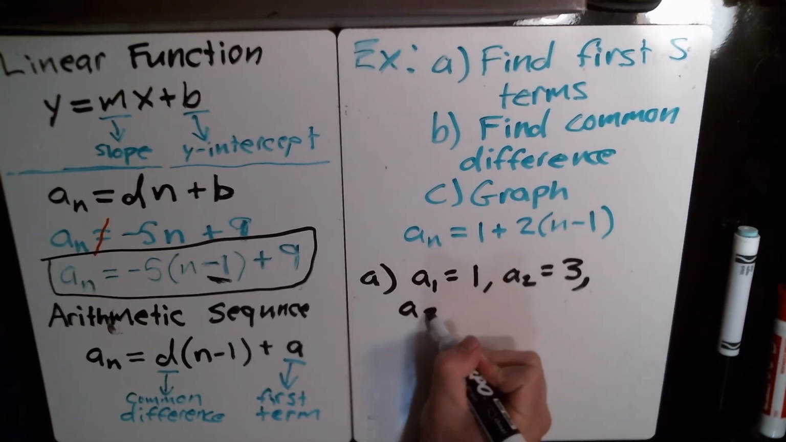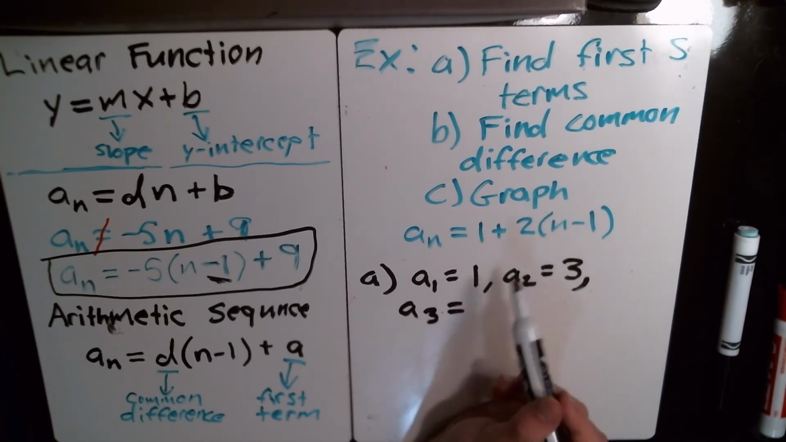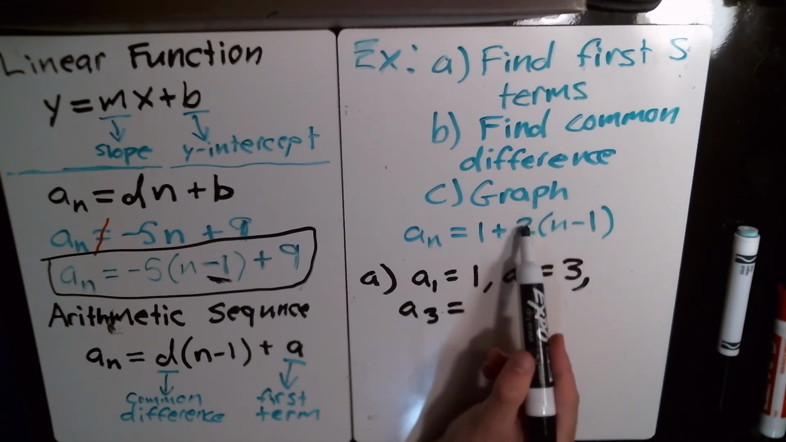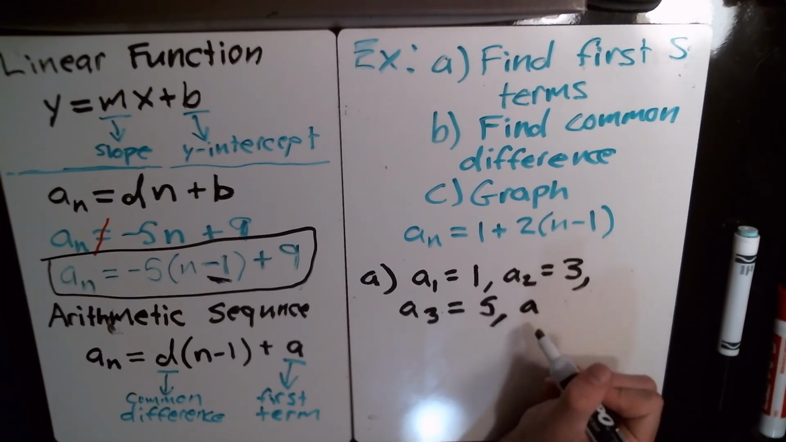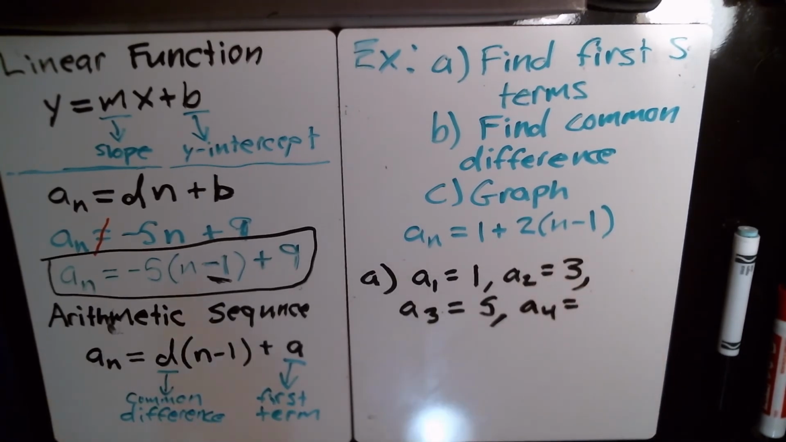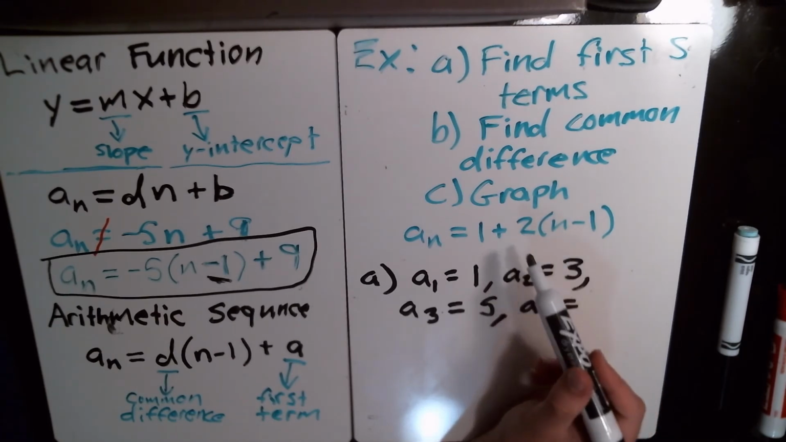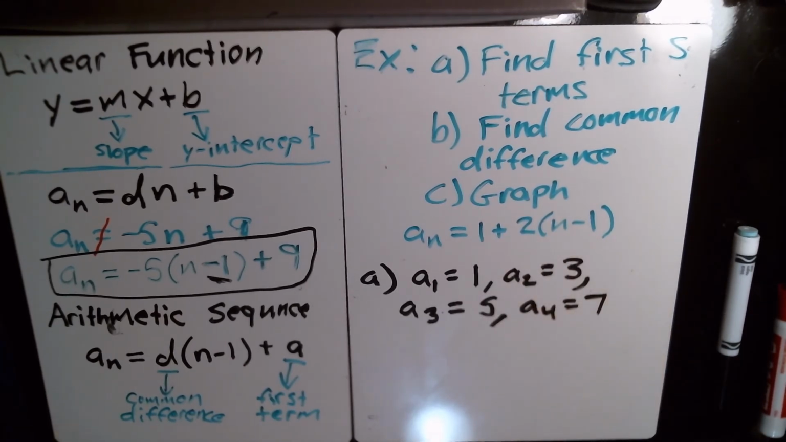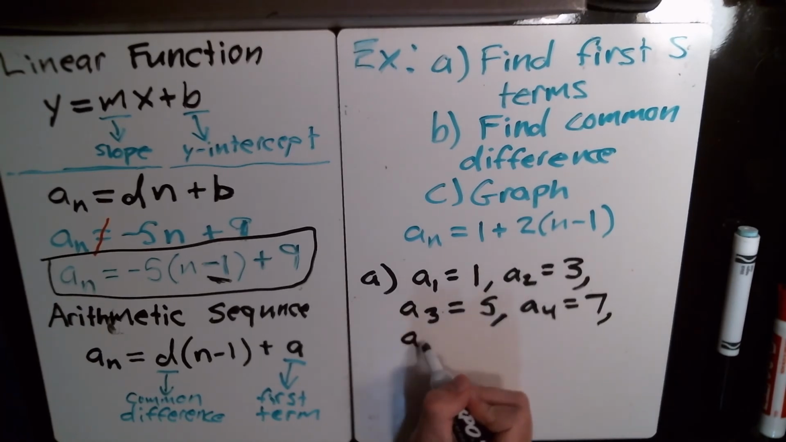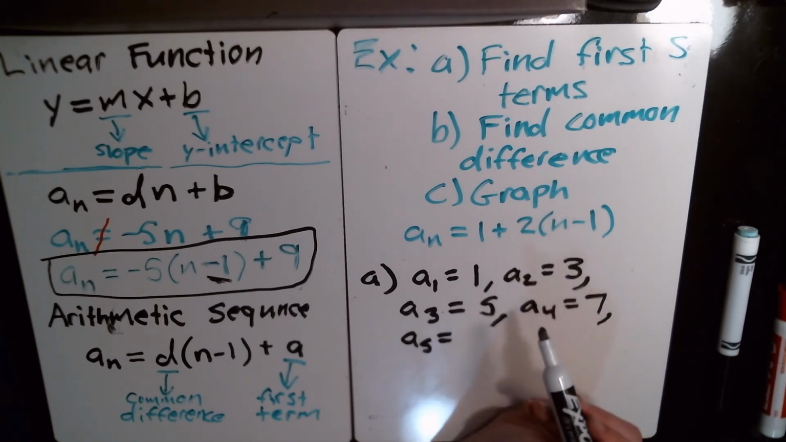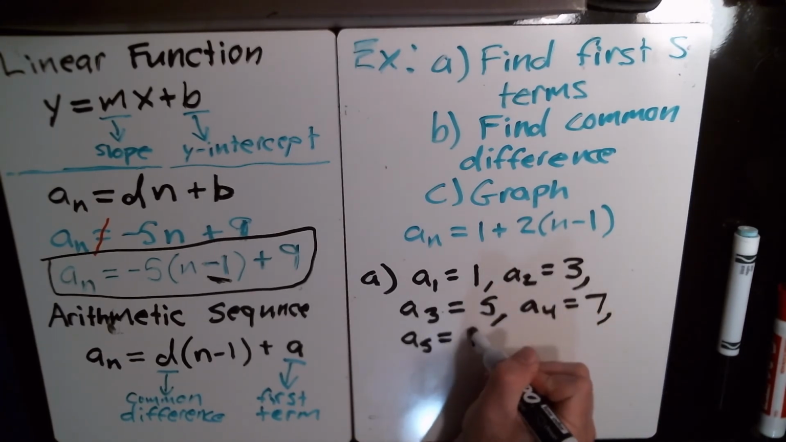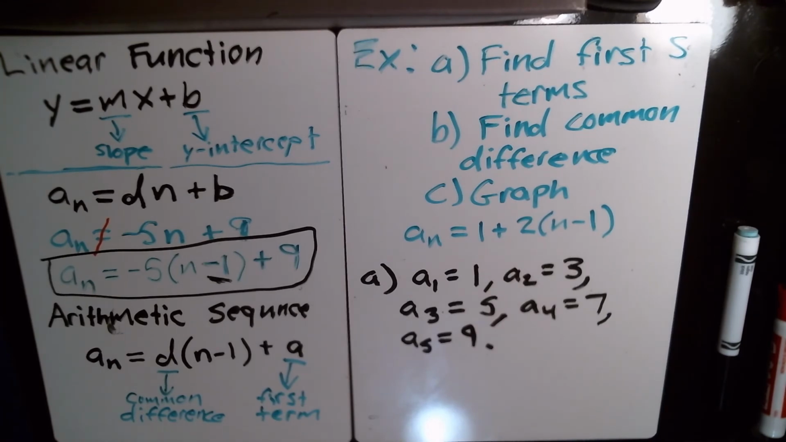For a3, we plug in 3, so we get 3 minus 1 is 2, times 2 is 4, plus 1 is 5. Just plugging those in. For a4, 4 minus 1 is 3, times 2 is 6, plus 1 is 7. And then lastly, a5 is 5 minus 1 is 4, times 2 is 8, plus 1 is 9. So that would be the first 5 terms of this sequence: 1, 3, 5, 7, 9.